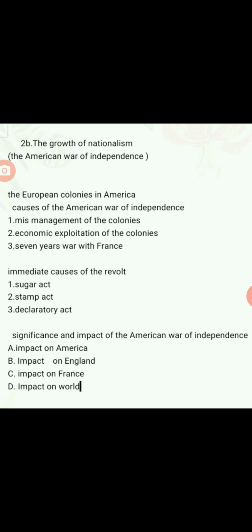The Sugar Act banned the import of molasses from overseas countries except England. Only England could send its molasses to America. So whatever price the British asked, the Americans had to pay. That's why they did not agree to follow that act.